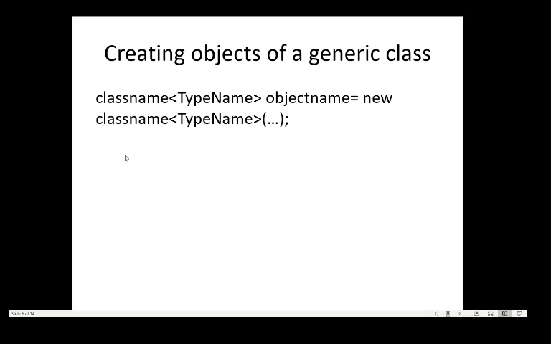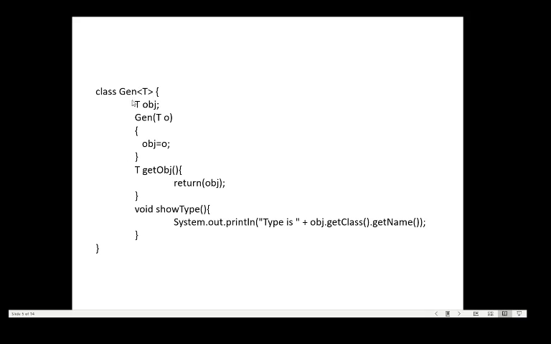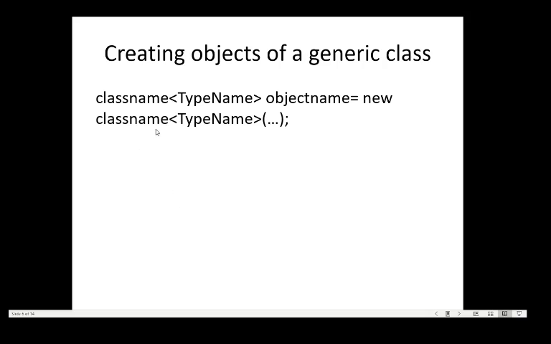let us see now how we are going to create objects. So this was defining the class. Here we have defined the class. Gen is the class and T is the parameter. When we create an object of the generic class, we create it in the same manner: class name, then we give the type here, and then the object name is assigned new.